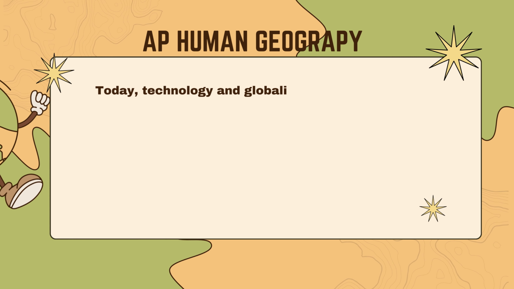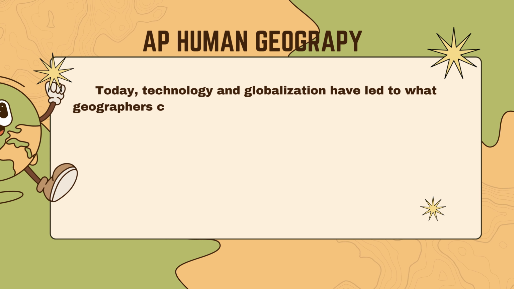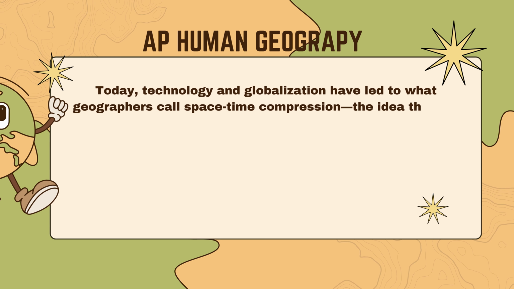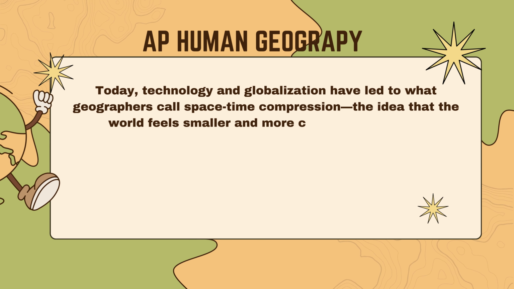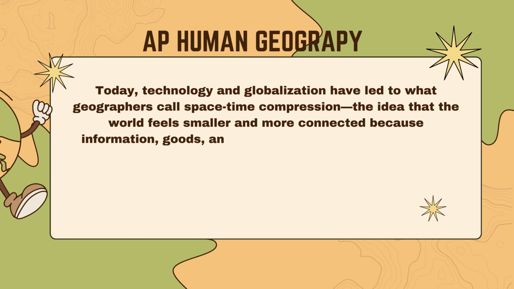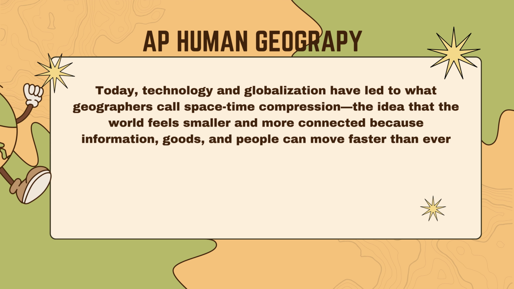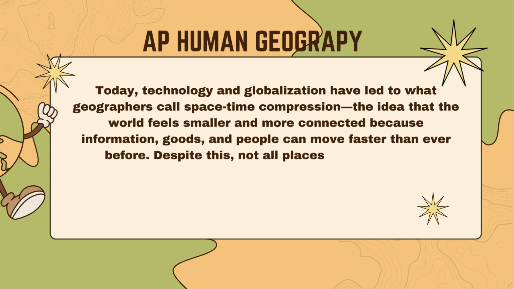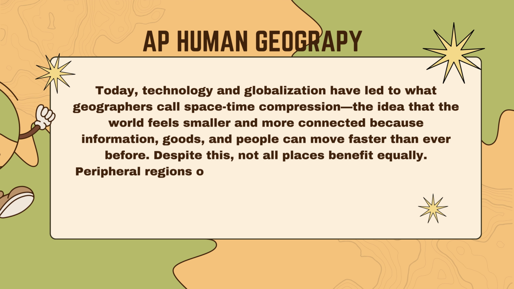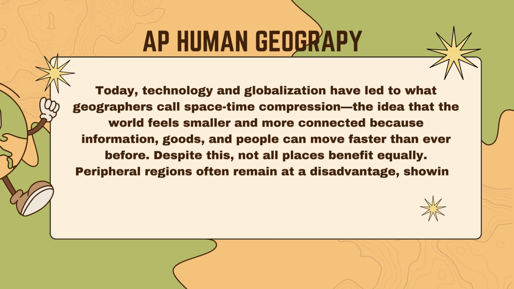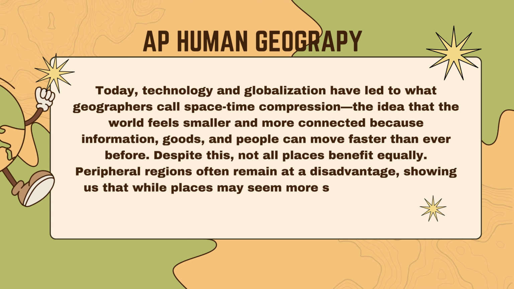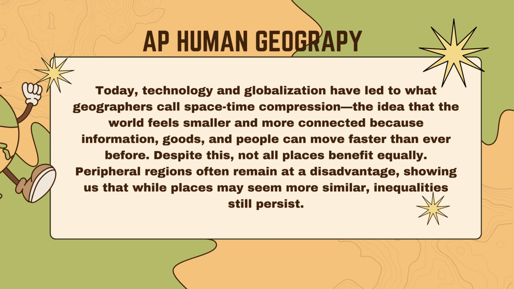Today, technology and globalization have led to what geographers call space-time compression, the idea that the world feels smaller and more connected because information, goods, and people can move faster than ever before. Despite this, not all places benefit equally. Peripheral regions often remain at a disadvantage, showing us that while places may seem more similar, inequalities still persist.